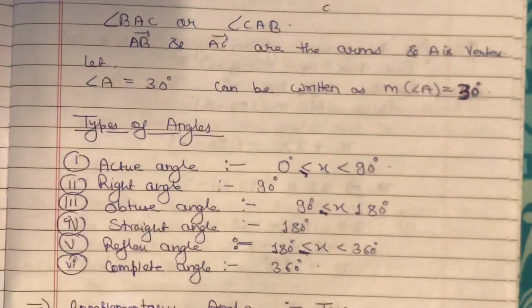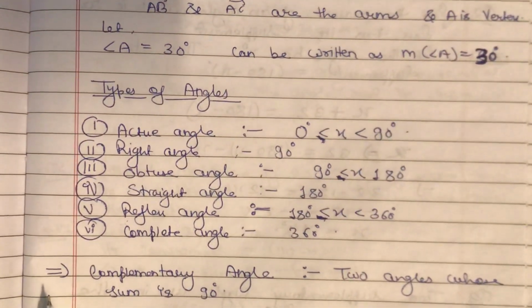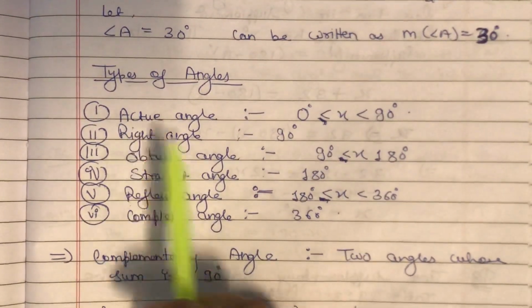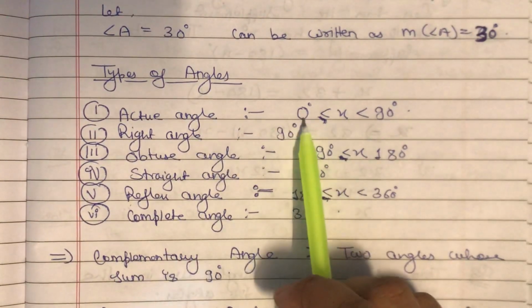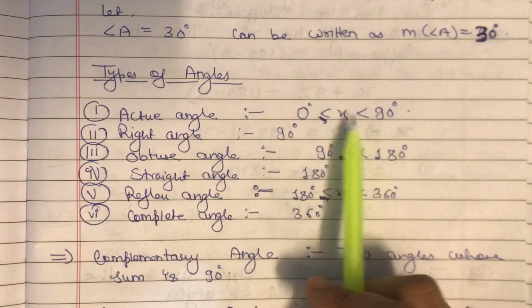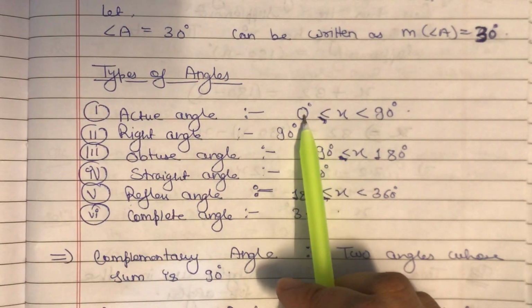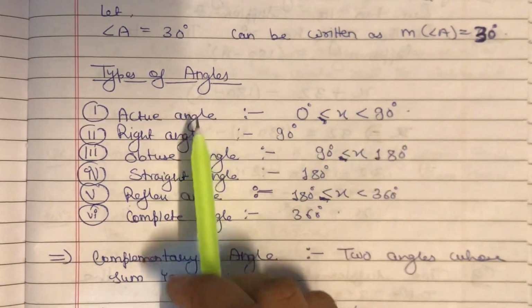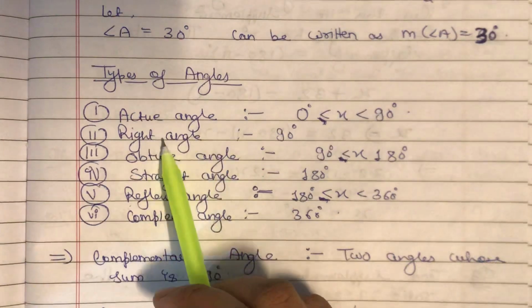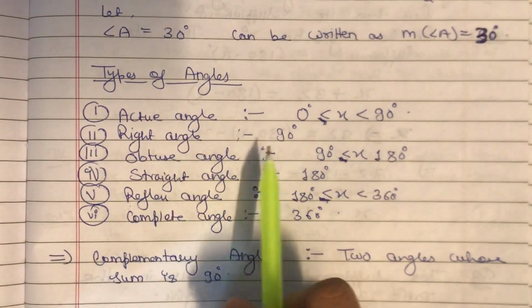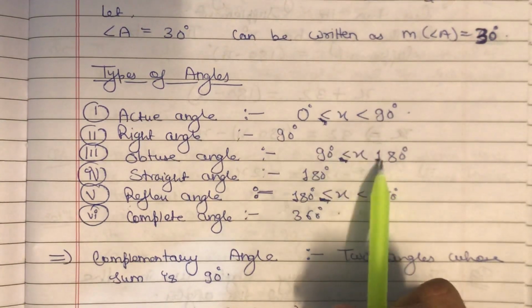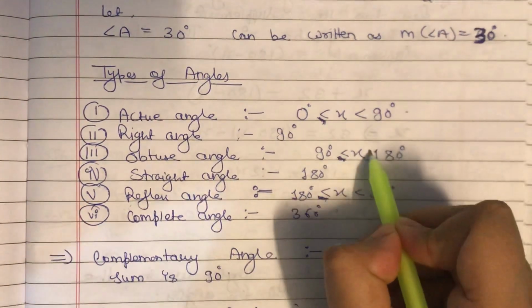Now let's talk about the types of angle. The first one is acute angle and its range is from 0 degree to 90 degree. That is, all the angles greater than 0 degree and lesser than 90 degree are acute angles. Right angle, which is equal to 90 degree. Obtuse angle, which is greater than 90 degree but lesser than 180 degree.